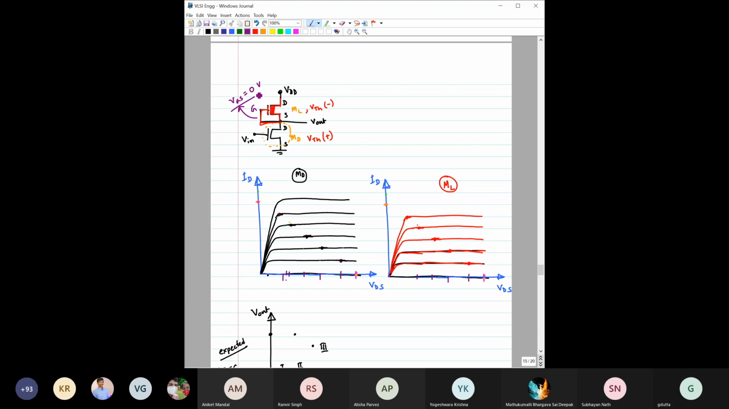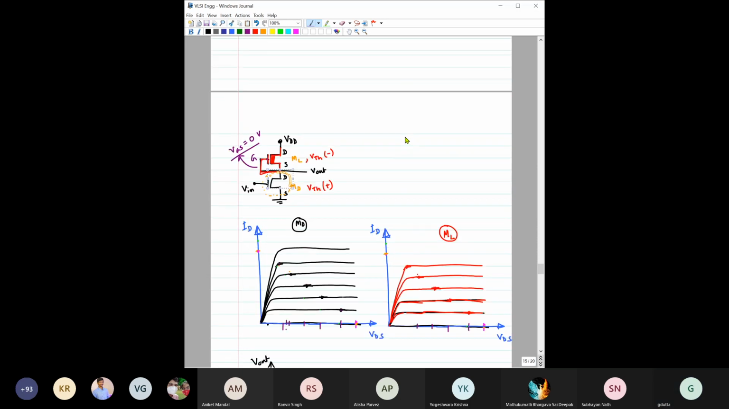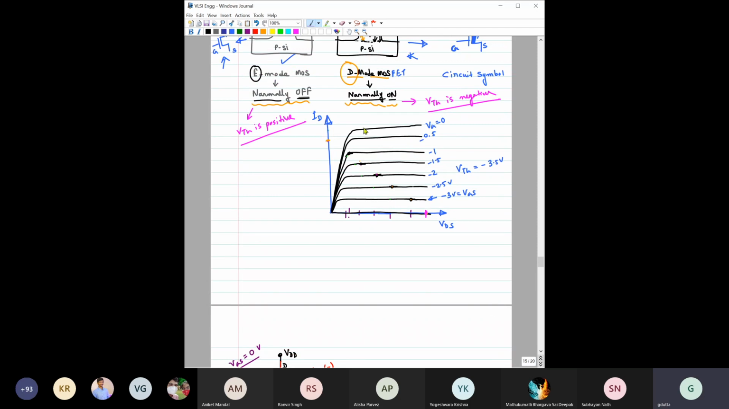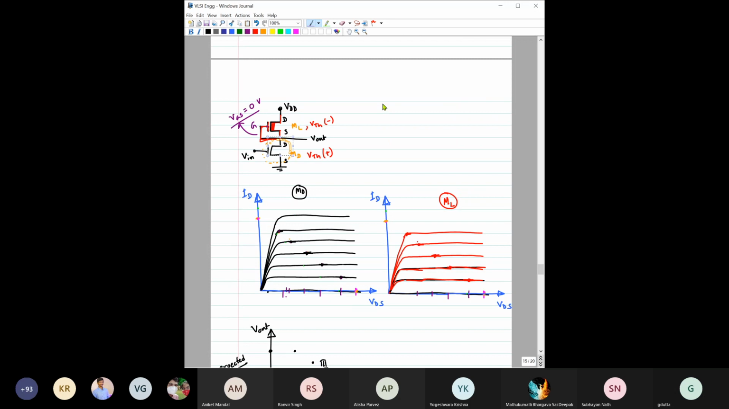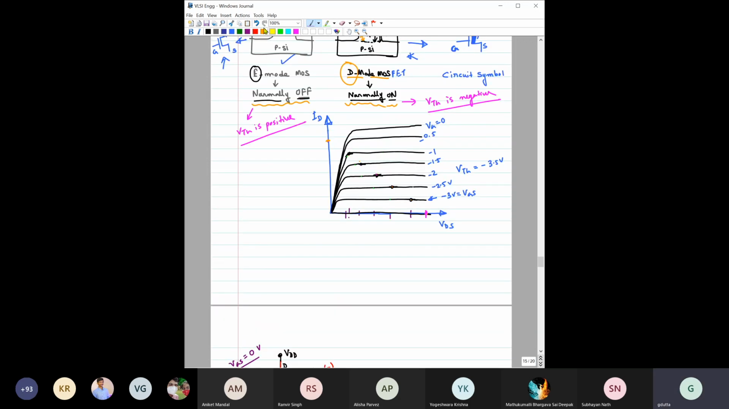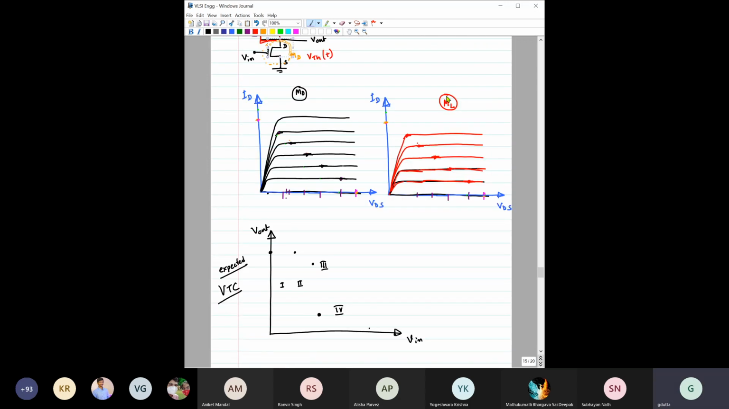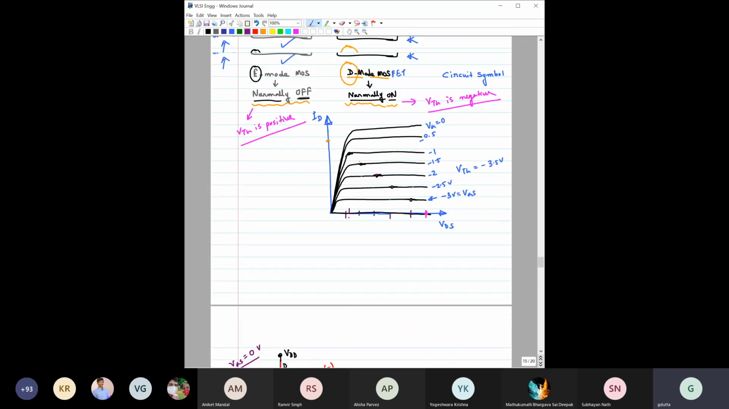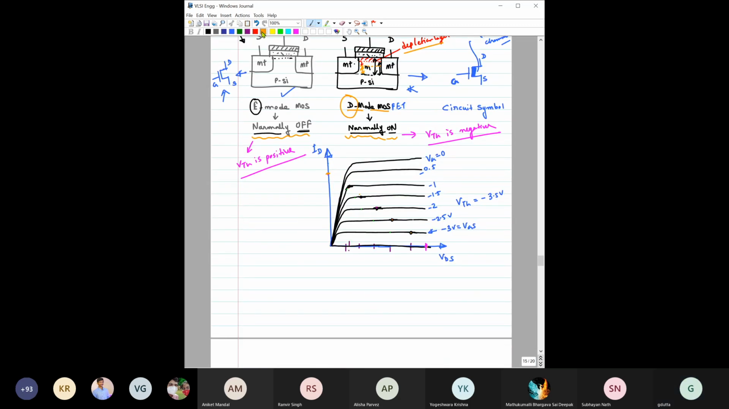And okay, so as soon as we have shorted this point and this point, among these many characteristics, which one should we look into?